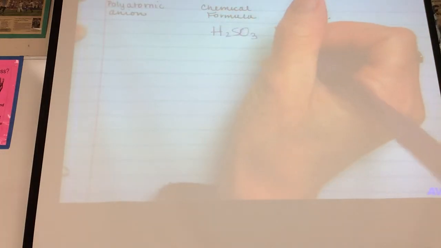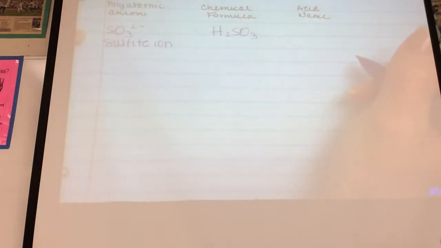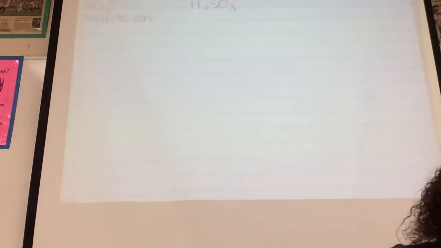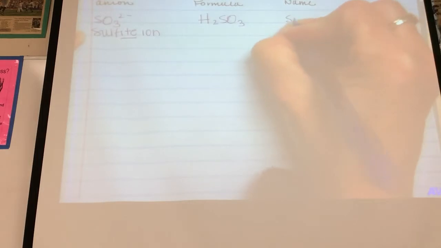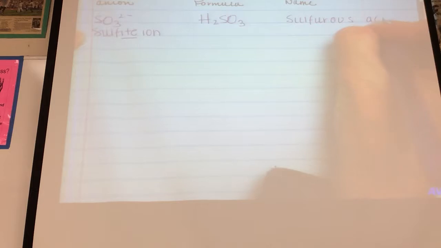in the first one we have H2SO3, and SO3 2 minus is a sulfite ion. And that's something I do want to make clear. Yeah, I did write ion there. Never mind. Okay, we're good. So ite becomes ous. So this is sulfurous acid.